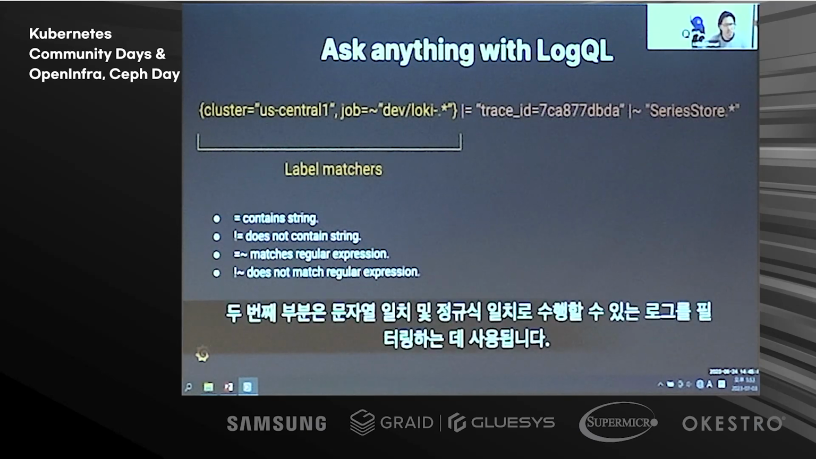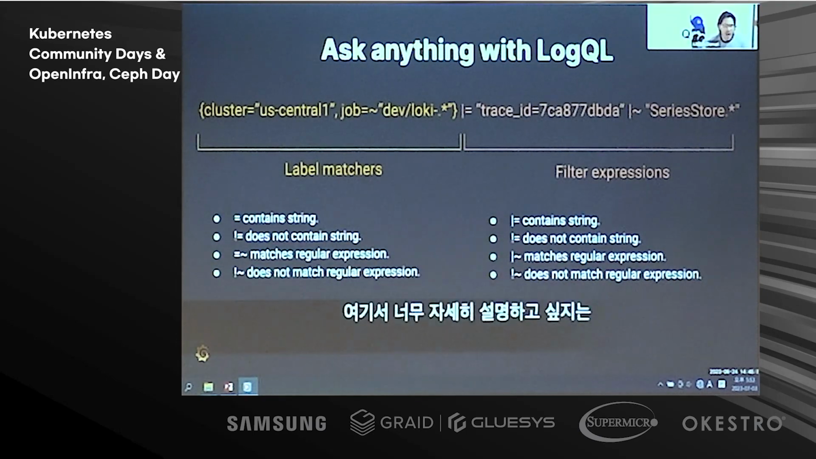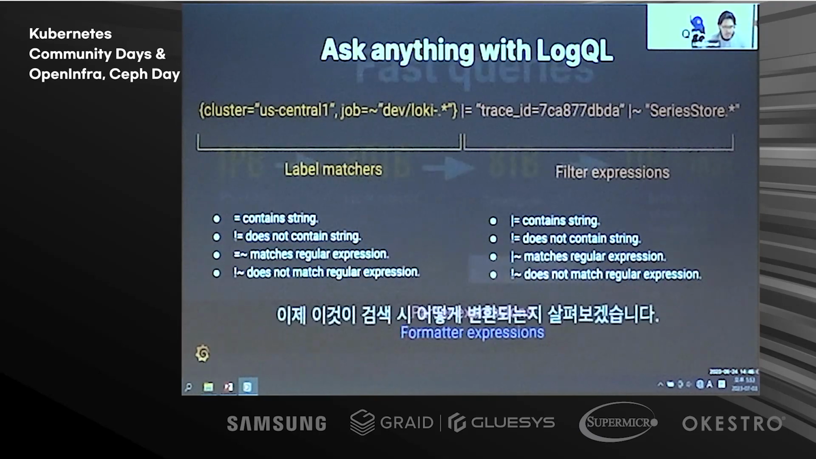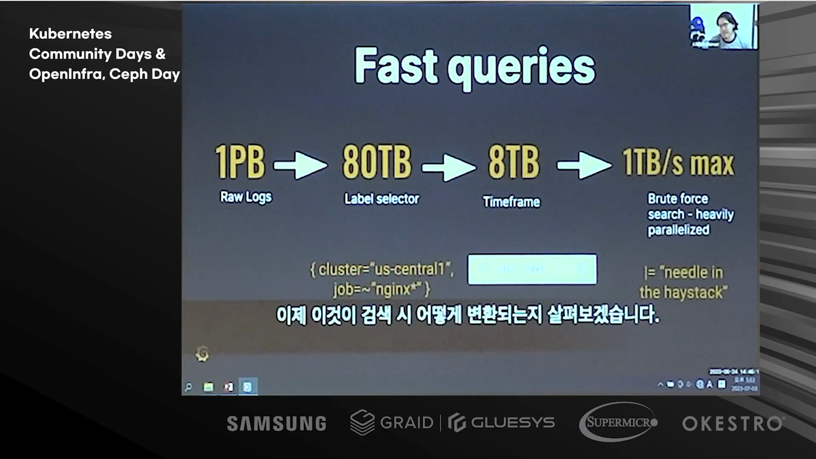The second part is used to filter down the logs, which can be done with string matching and regular expression matching. I don't want to go too much into detail here, but you can also use parser and formatting stages to parse, for example, JSON or logfmt logs and rewrite them. Now let's look at how this translates at search time.